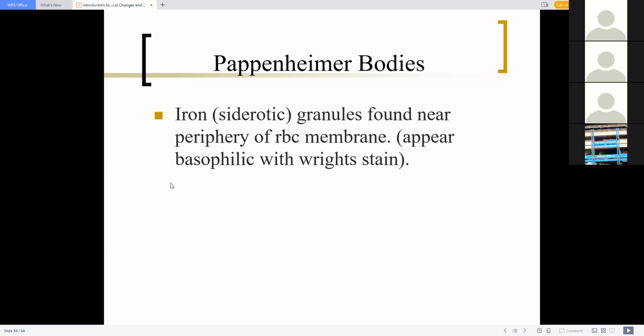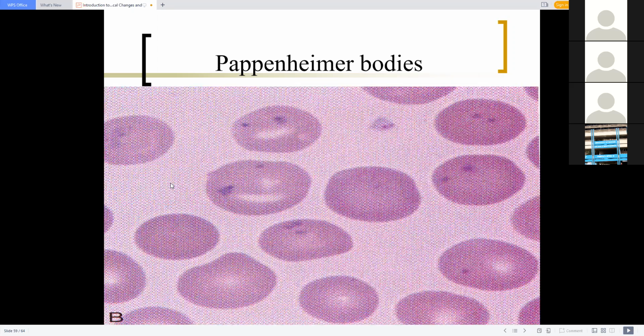So we can also see iron inclusions. Of course, you know the use of iron in the red cell is for heme synthesis, and sometimes you can see iron granules precipitating and forming inclusions within the red cell. They usually occur in the periphery of the red cell membrane, just like Howell-Jolly bodies, and we call them siderotic granules or Pappenheimer bodies. If you want to see them properly, we usually stain them using the Wright stain. The Wright stain is one of the Romanowski stains. Okay, so these are the Pappenheimer bodies.